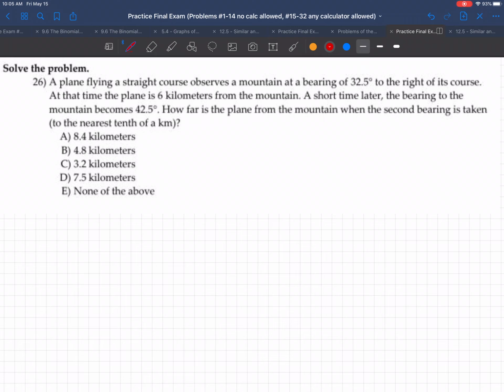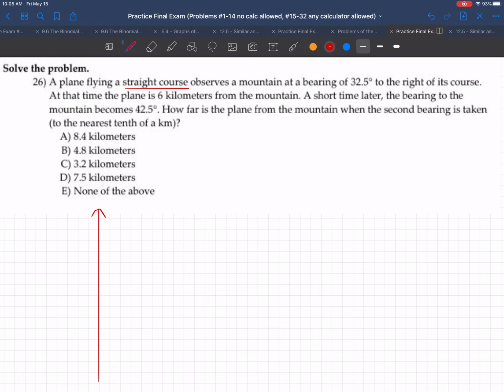Well, the key on this one, a lot of the difficulty is the picture. Let me help with that. Now, they say that the plane is flying in a straight course. So that could be straight right, it could be straight up. It isn't really clear. It doesn't really matter. So I'll just say it's flying straight north. You could do it straight east if you wanted, or west or south. It doesn't matter.